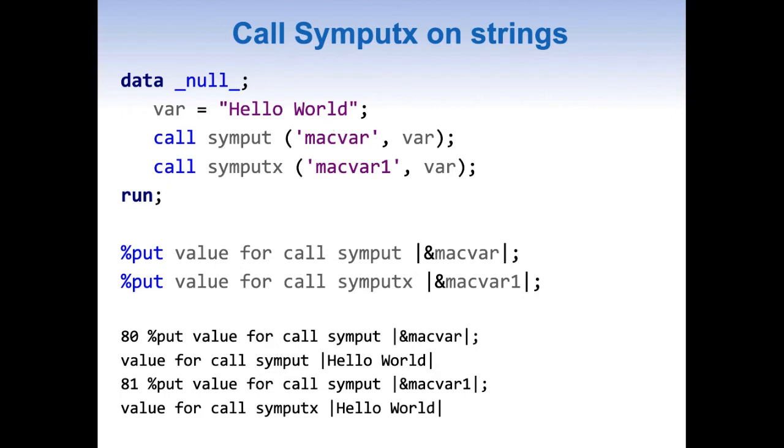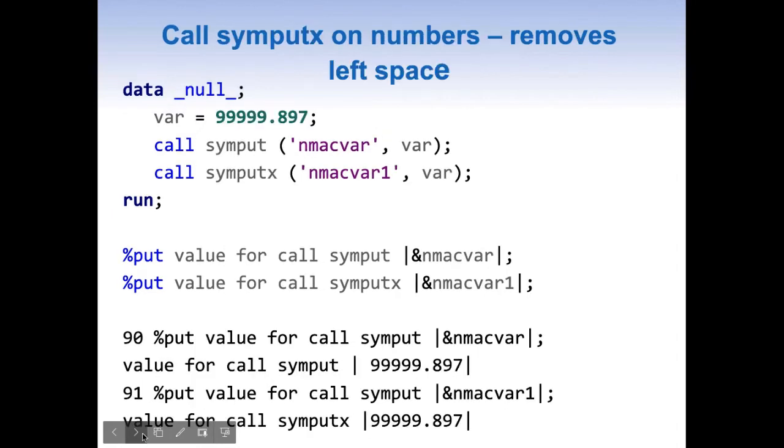So this is one important thing to remember. By using datastep CALL SYMPUT and CALL Symputx, we were able to capture the value of a variable into a macro variable. Now we have looked into a character variable. Now let us look into a numeric variable.